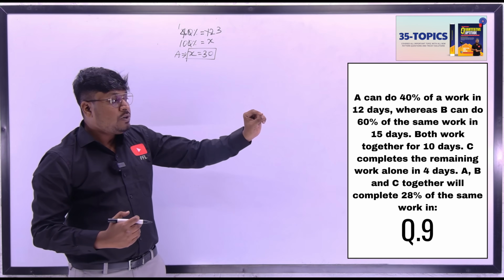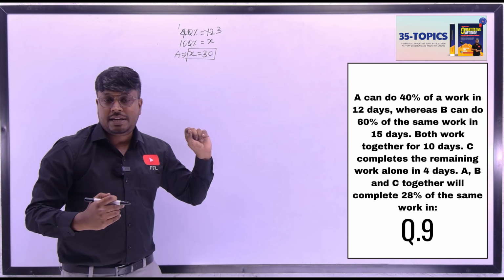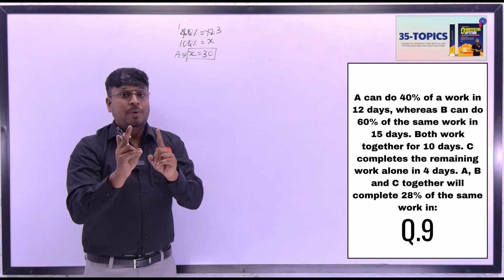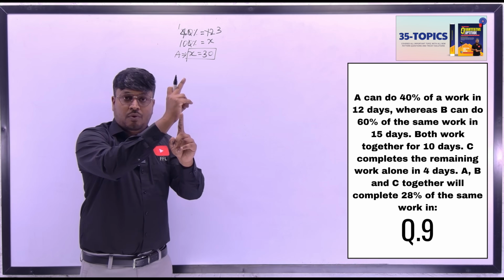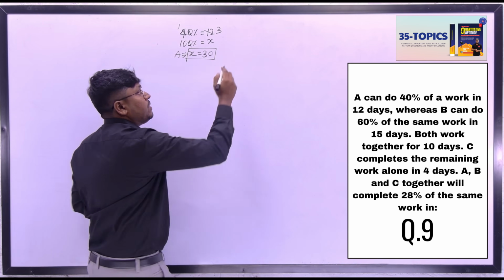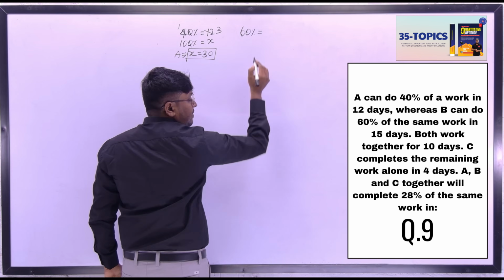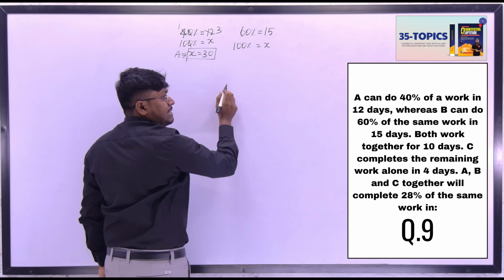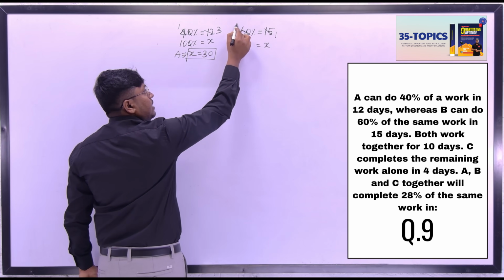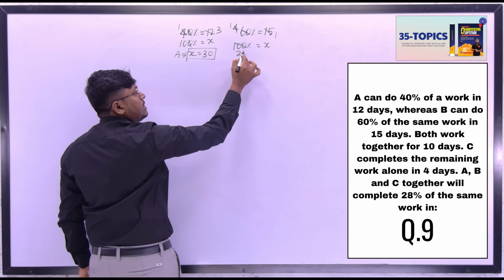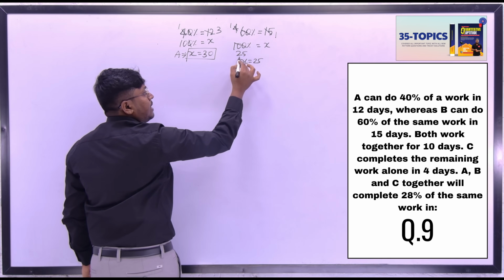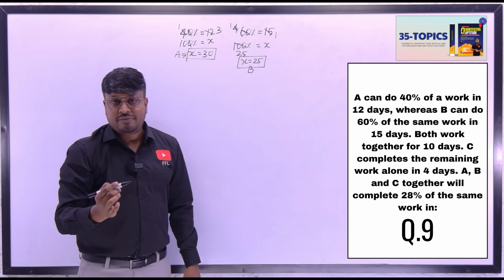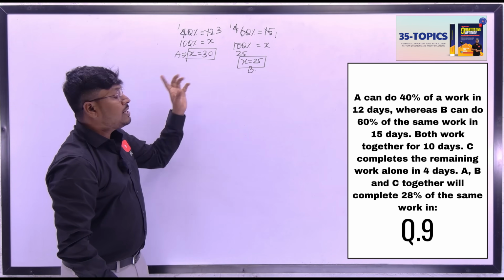Similarly, B can do 60% of the work in 15 days. How will you calculate? 60% is equal to 15, 100% is equal to X. So 60% is equal to 15; 4 times, 25 days. If you want, you can do this. See, 60% of the work he will complete in how many days? 15 days. So 100% how many days will he take? X. So now cross it, 5 ones are 5, this will be 4 times 4 ones are 4, this will be 25. So X is equal to 25. That means B alone can complete the work in 25 days. A alone will complete the work in 30 days.